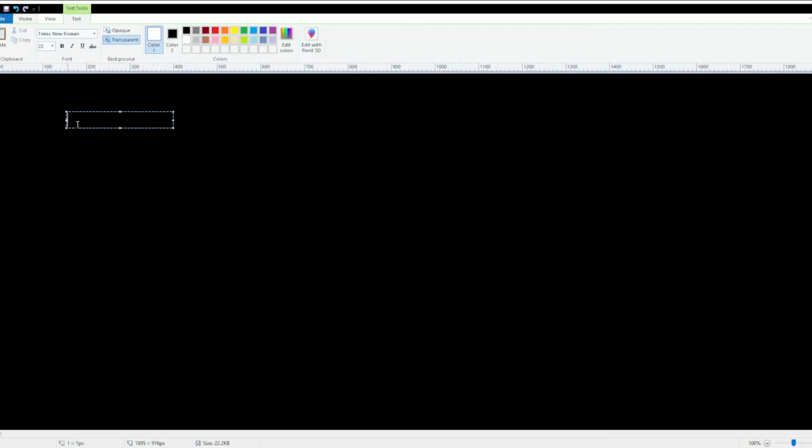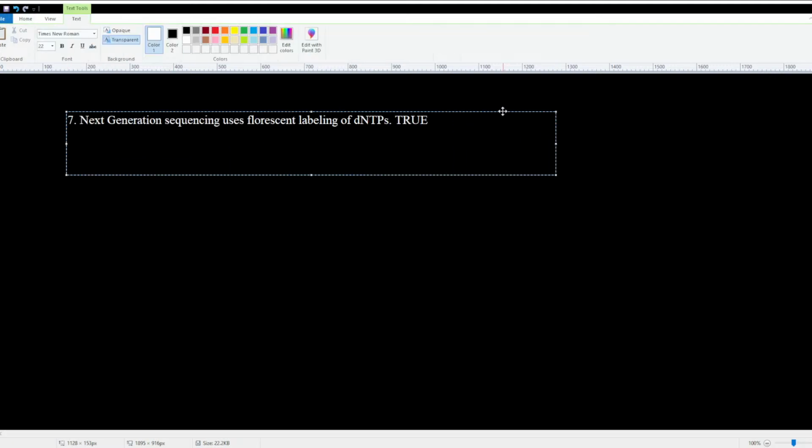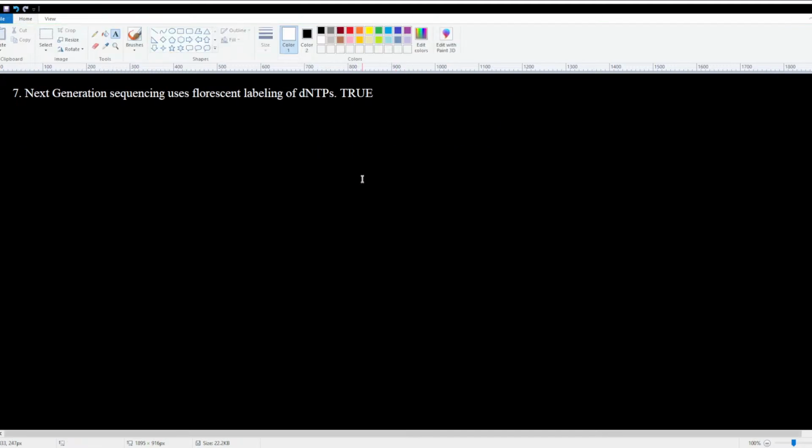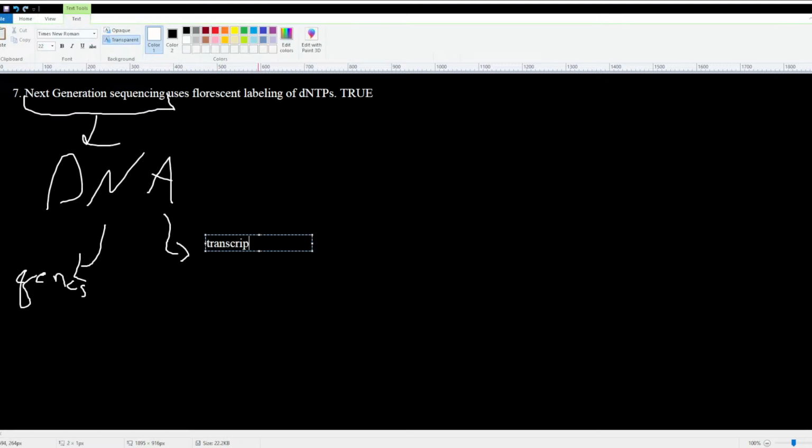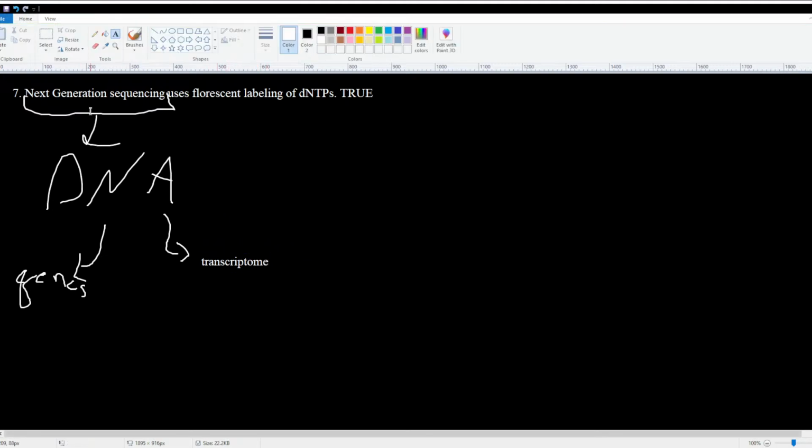All right. So once again, very recent discovery. Next generation sequencing using fluorescent labeling of dNTPs. So what does this mean? So next generation sequencing, right? That just has to do with how we sequence DNA and how we track certain parts of the DNA, like our genes or our transcriptome. I'm gonna write that down actually. So that's how we keep track, right? Next generation sequencing.